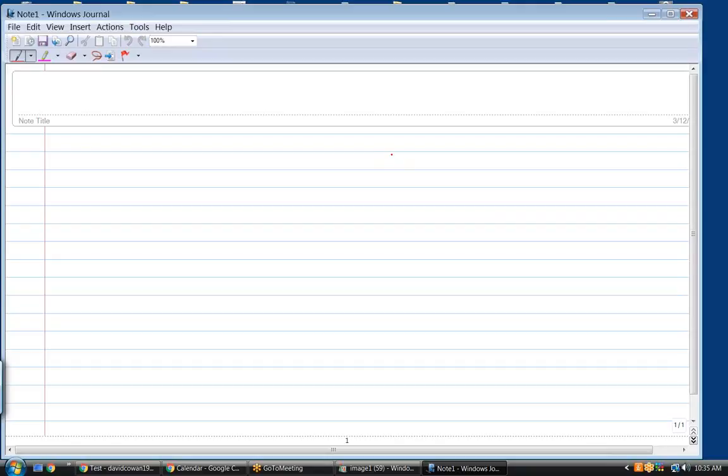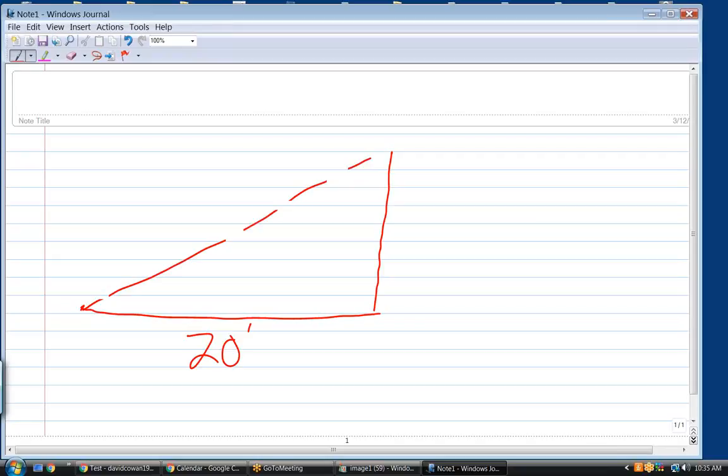Let's say that there is a building and you're standing over here, 20 feet from the building, and you take a surveying instrument and you measure a 28-degree angle. How do you figure out the height of the building?